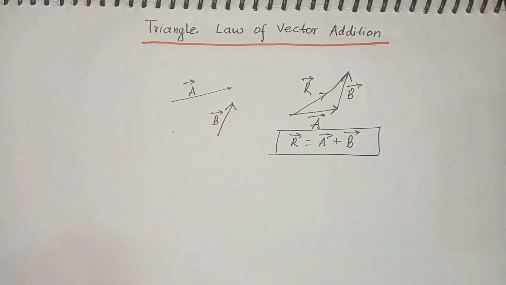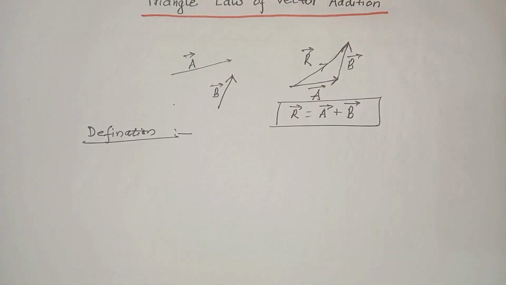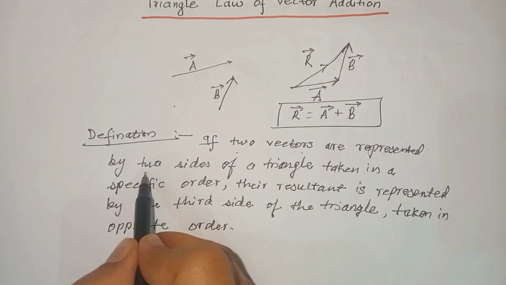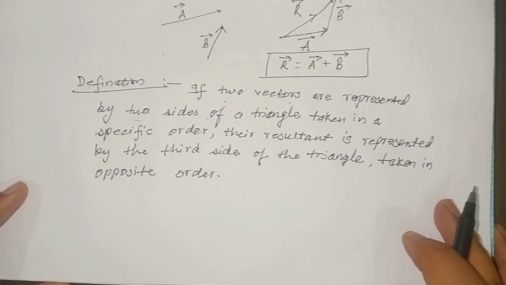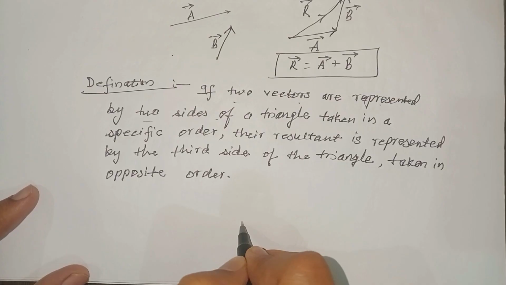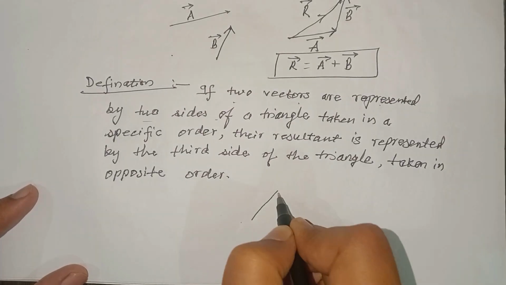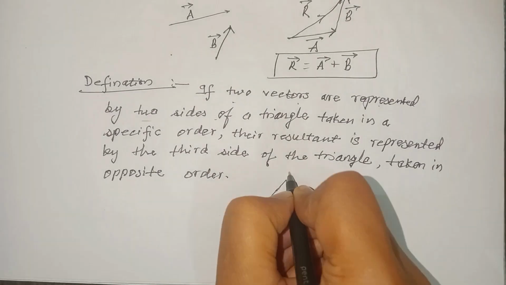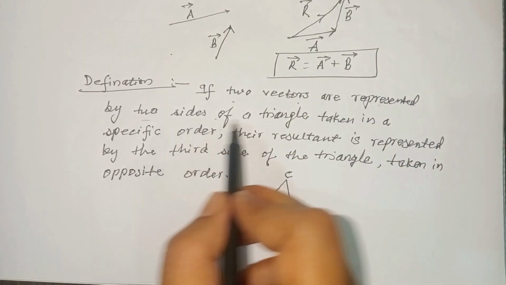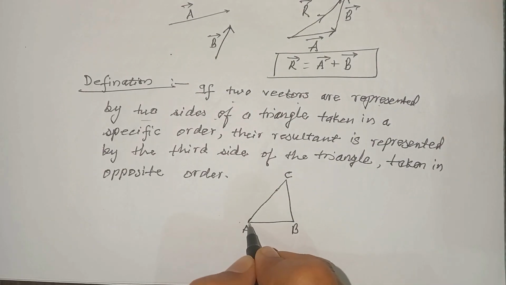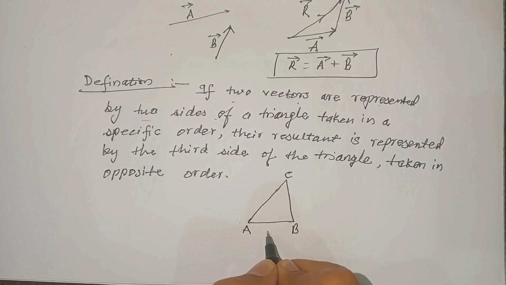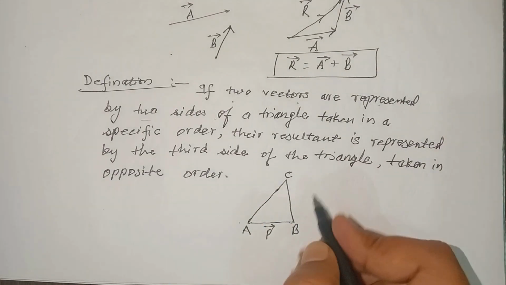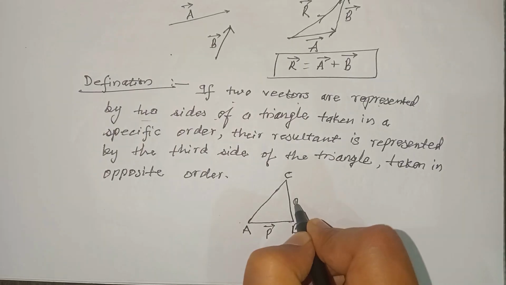Okay, so let's define it. The definition is: if two vectors are represented by two sides of a triangle, let us take two sides of a triangle. Suppose this is a triangle ABC. Two vectors are represented by two sides of this triangle. You can name them anything, vector A, vector C, any name can be taken. Suppose this is vector P and this is vector Q.